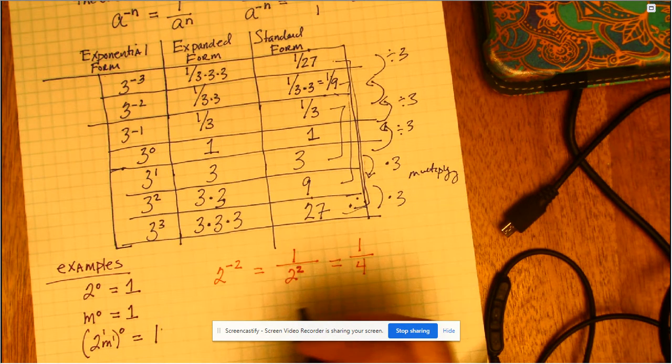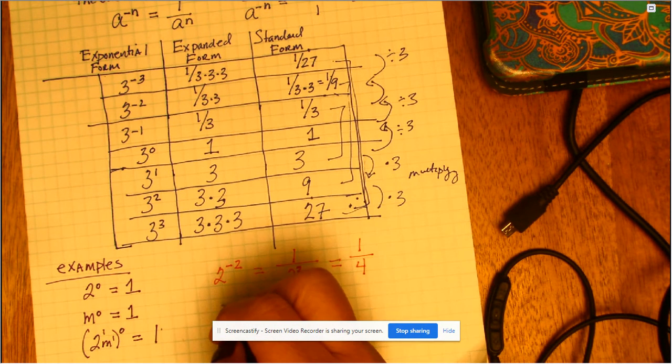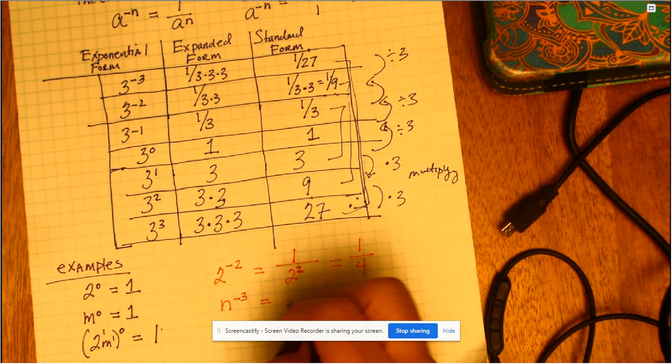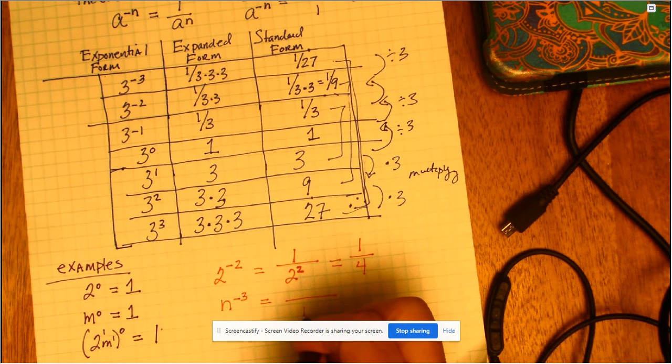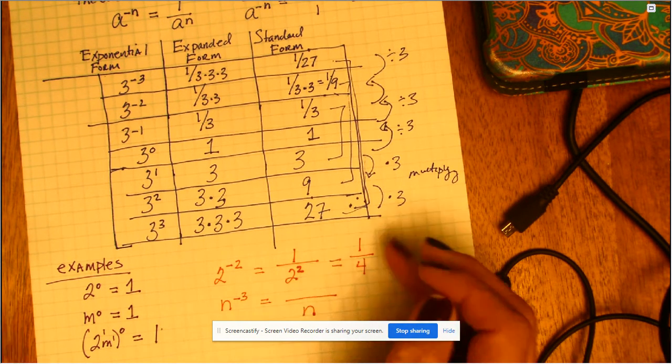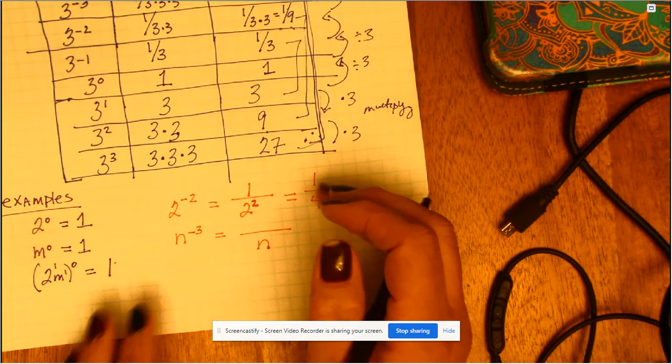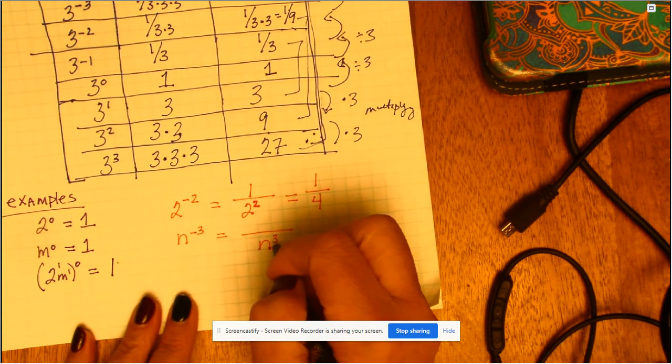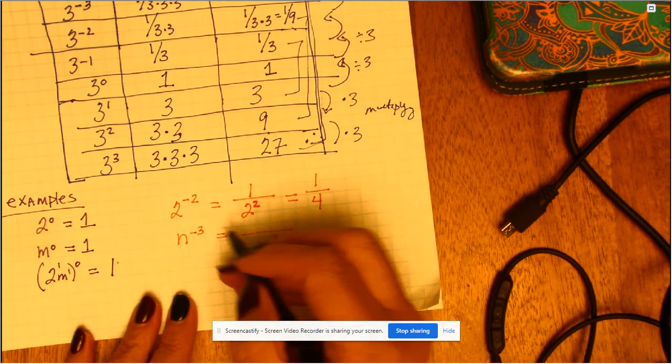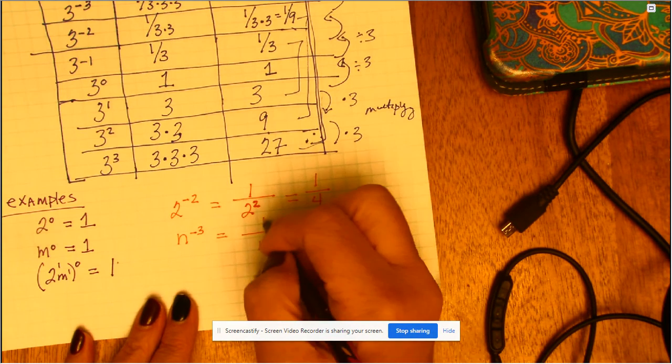That also holds true for variables. So if I have n to the negative third, my base is n, it would have to flip over the fraction bar. It would maintain its exponent, except the sign has now changed from negative to positive, and I have a 1 on top.